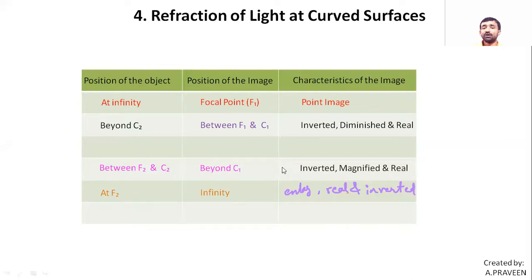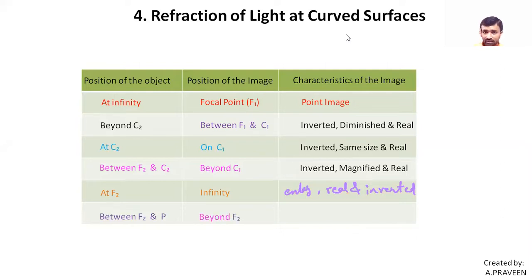Then the object placed at the center of curvature, the image is also at the center of curvature, the size is the same, real and inverted. Then the object is brought between pole and focus. Then the image is beyond F2, okay, correct. Then the image characteristics: virtual, erect, enlarged.